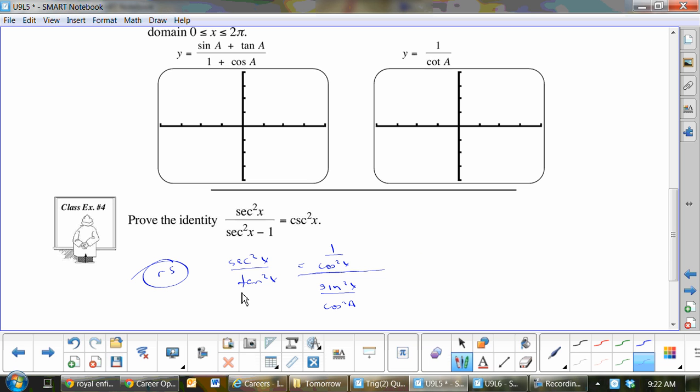And then I find that students see how to do these much easier if you multiply by the reciprocal. So 1 over cos squared x times cos squared x over sine squared x. And now the beauty appears. Cross that out. We have 1 over sine squared x, which equals cosecant squared x.